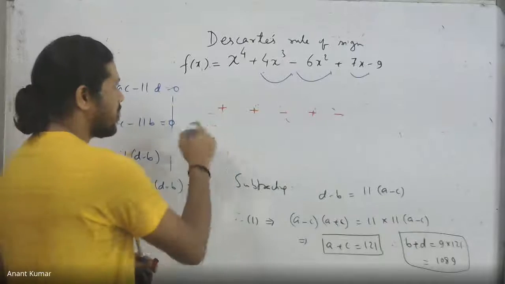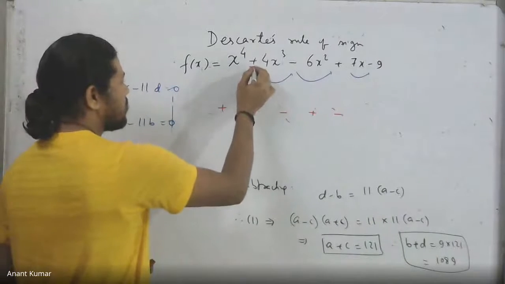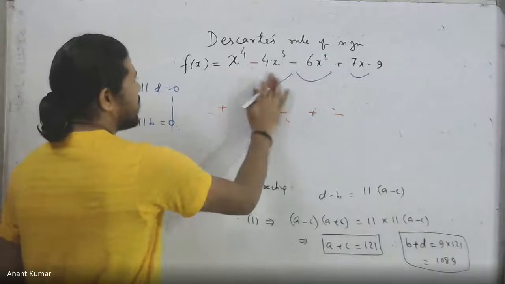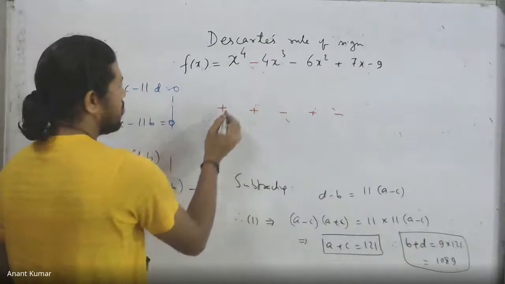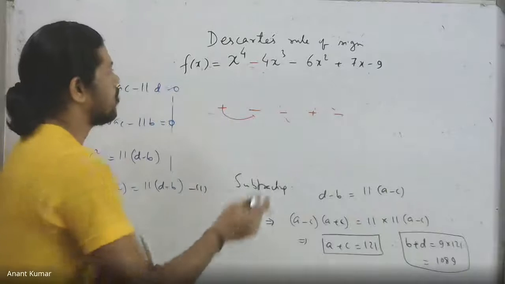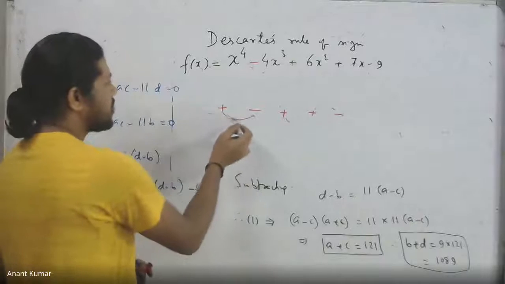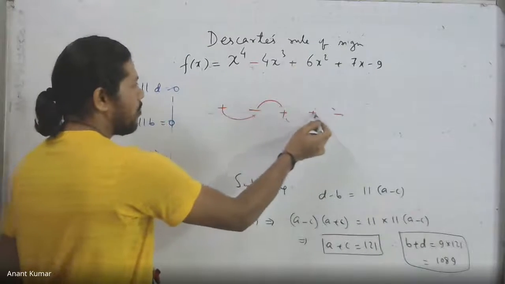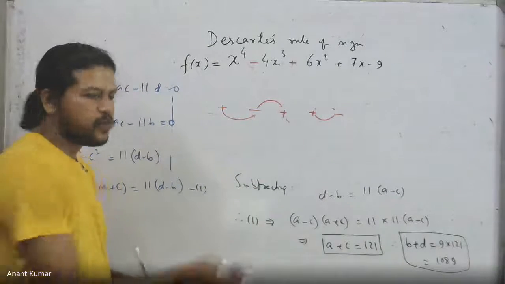Sir, what will happen if the equation is x to the power 4 minus 4x cube plus 6x square? Okay, this one? Yes, sir. In that case, we have one sign change from here to here, one sign change from there to there, and one from here to here. There is no consecutiveness required in this case.